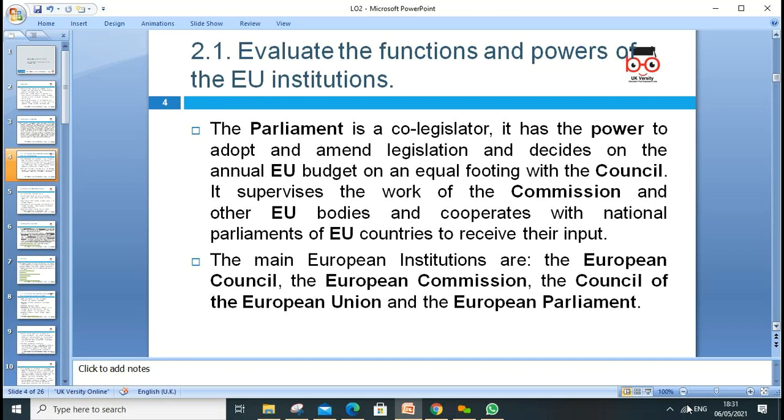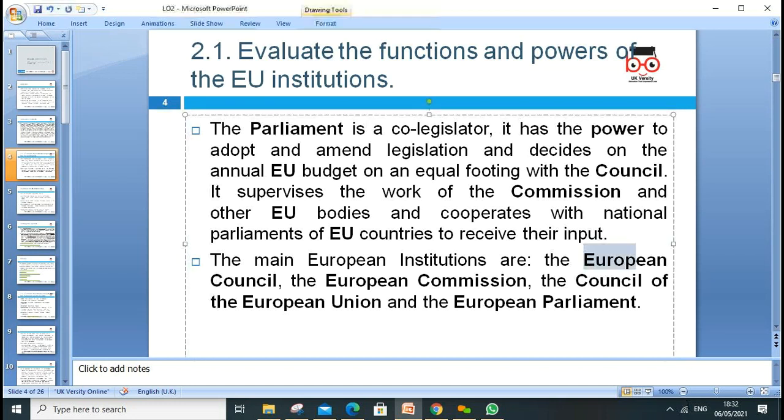First, assessment criterion 2.1 is to evaluate the function and the power of EU institutions. The Parliament is co-legislator in the EU and it has the power to adopt and amend legislation and decide the annual EU budget on an equal footing with the Council. It supervises the work of the Commission and other EU bodies and cooperates with the national parliaments of EU countries to receive their input.